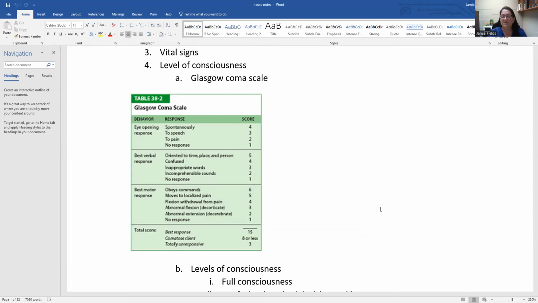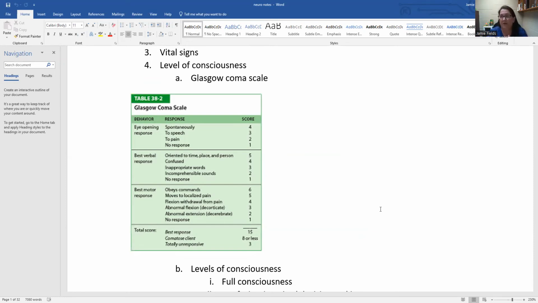On the Glasgow Coma Scale, they're listed as abnormal flexion and abnormal extension. You will see the term posturing, and that's what it's talking about. So decorticate posturing or abnormal flexion is when a pain stimulus or other stimulus is applied. The best response they give is posturing. They pull all of their limbs inward in flexion.